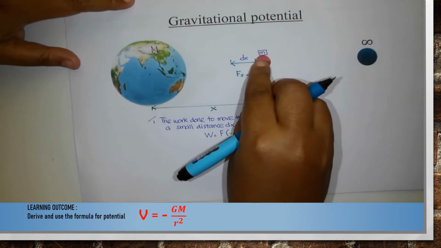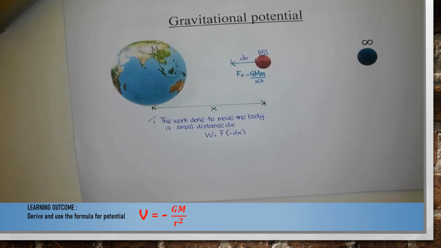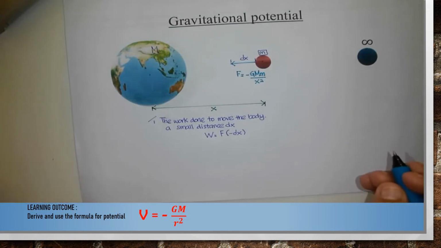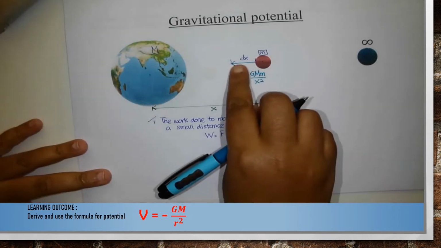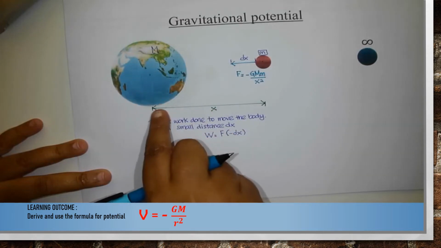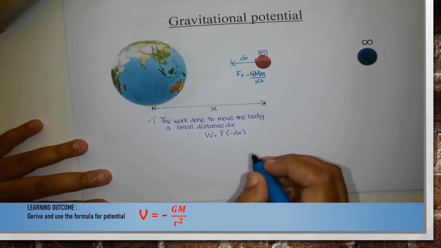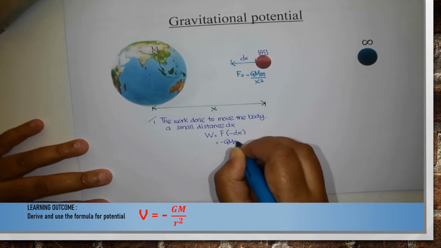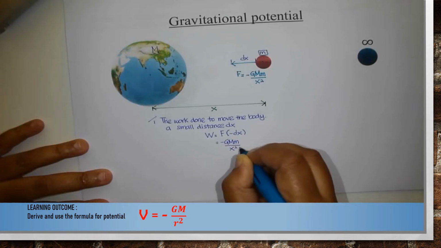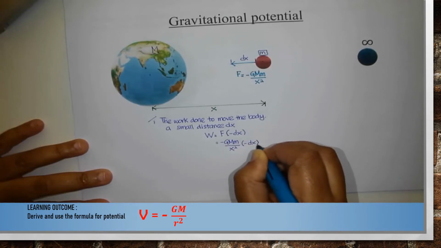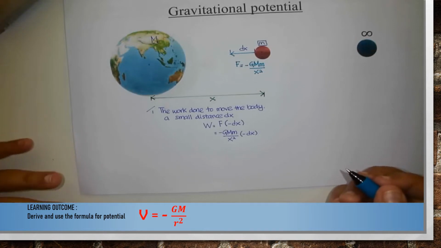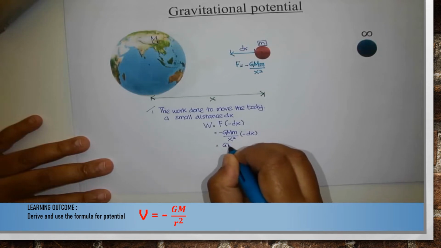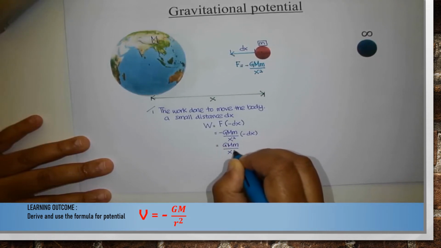So it's from this position to this position, your dx. So your negative dx is in the direction opposite to the direction of increasing x. And then we substitute F, which is negative GM over x square, and then we get negative dx. Then we solve this, we get GM over x square.